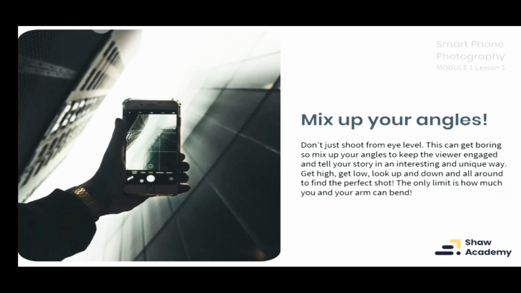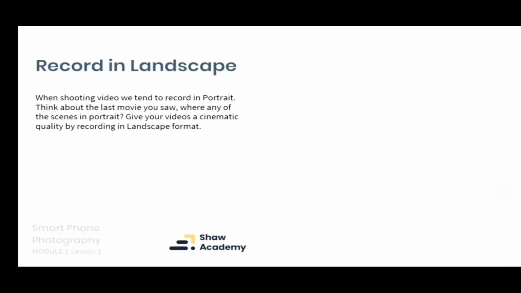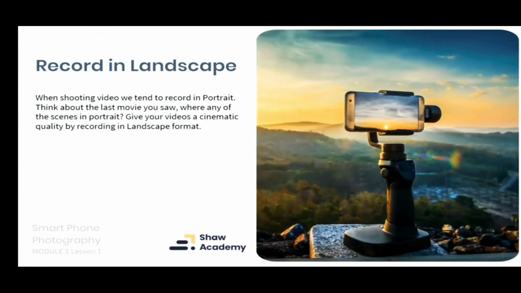Mix up your angles. Don't just shoot from eye level. Don't just shoot from your own height. Things will get very boring very, very quickly. So mix it up. One of the things that makes phones very, very advantageous in this is that you're only limited by how much your body can actually move. So point up, point down, get high, get low, and get those unique photographs. Photography is about seeing things in a different way, and mixing up your angles will absolutely show the world in a different way.